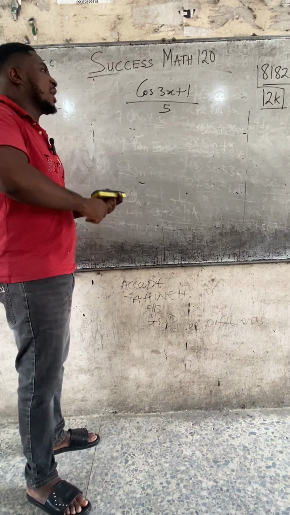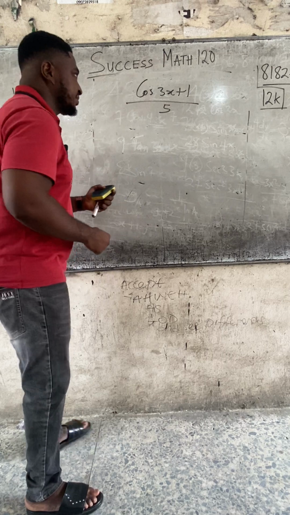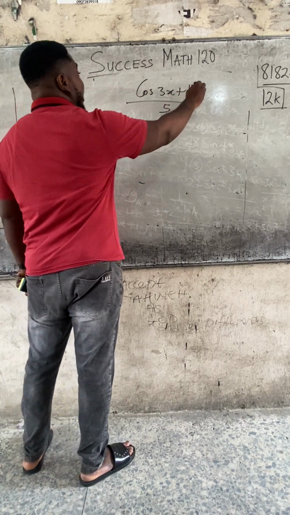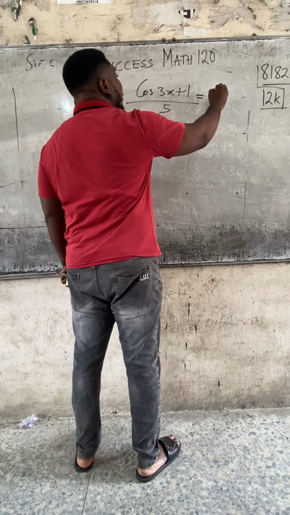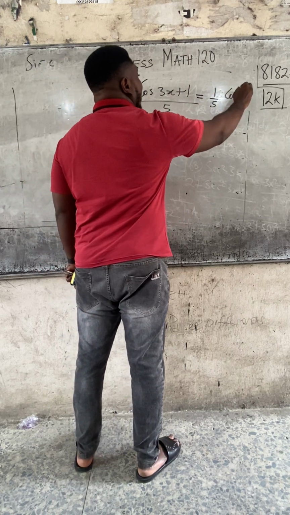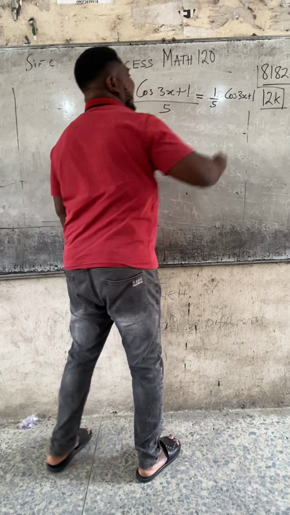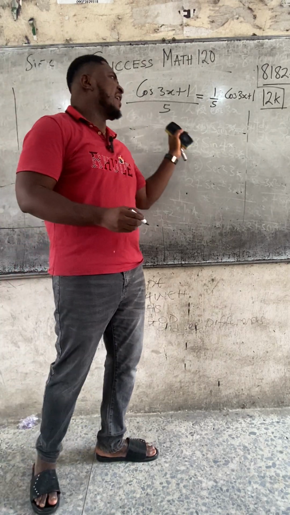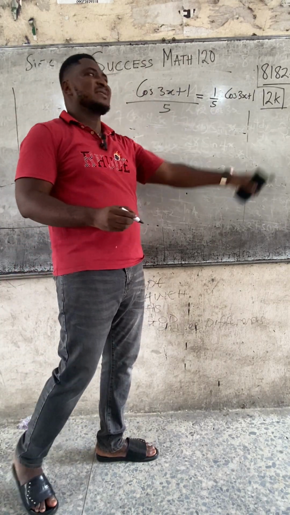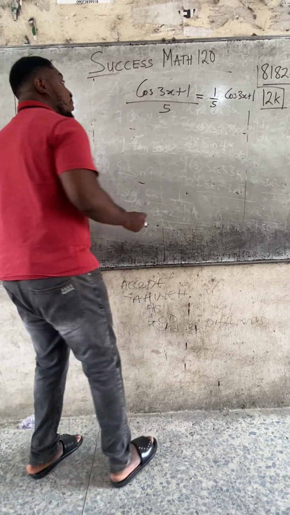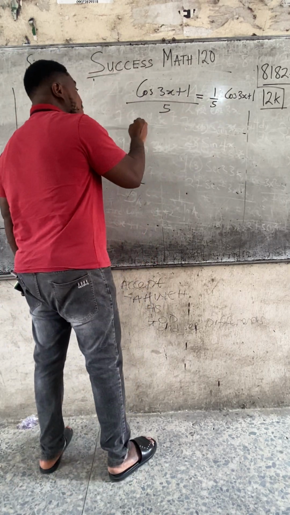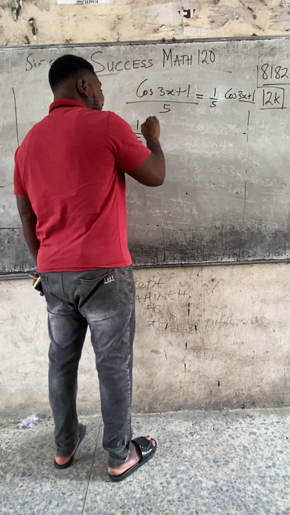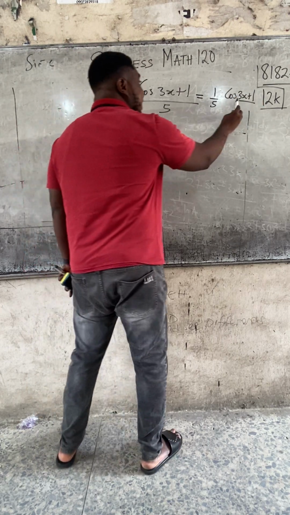Class, cos of (3x plus 1) all over 5. This all over 5 should not deter you. I can write this as 1 over 5 times cos of (3x plus 1). Do you agree that cos of (3x plus 1) all over 5 is the same as 1 over 5 times cos of (3x plus 1)? Now, when you are differentiating, nothing happens to this 1 over 5. Write it 1 over 5. Now, differentiate this 3x plus 1. What do you have? 3. Do you agree? Differentiate 3x is 3.